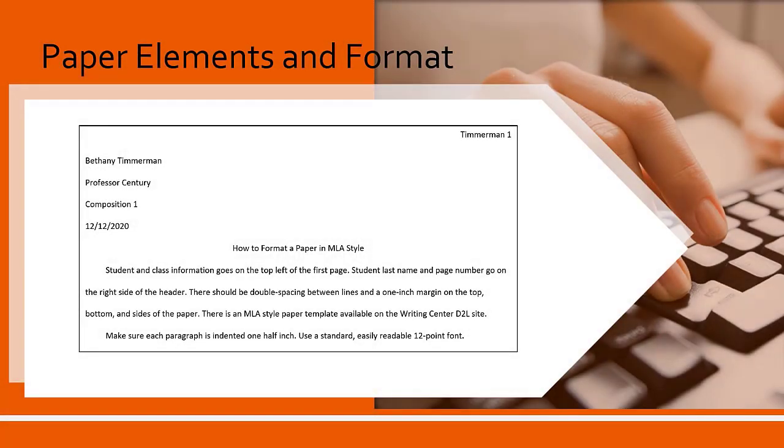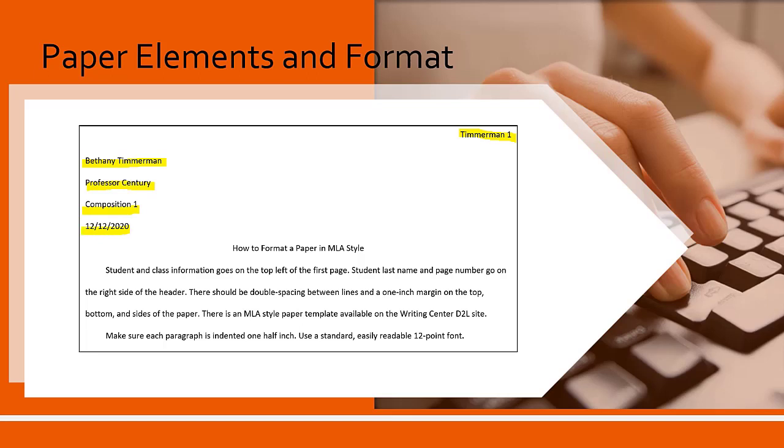Here you will see an example of an MLA formatted paper. As you can see, there's a standard 12-point font used for all parts of the paper. To start formatting your paper, put your last name and the page number on the header on the right side using the Insert menu. Your name and the course information should go on the top of your paper on the left. Do not put this information in the header.